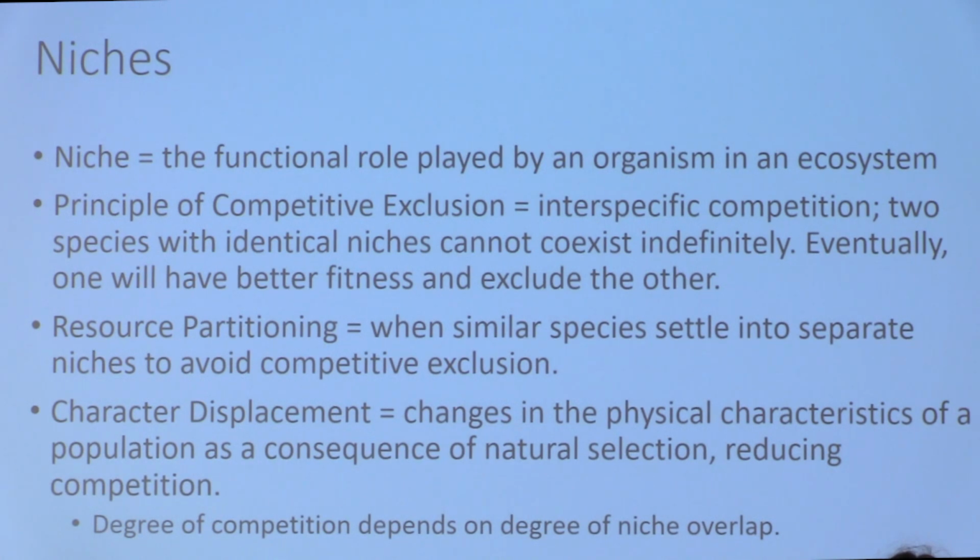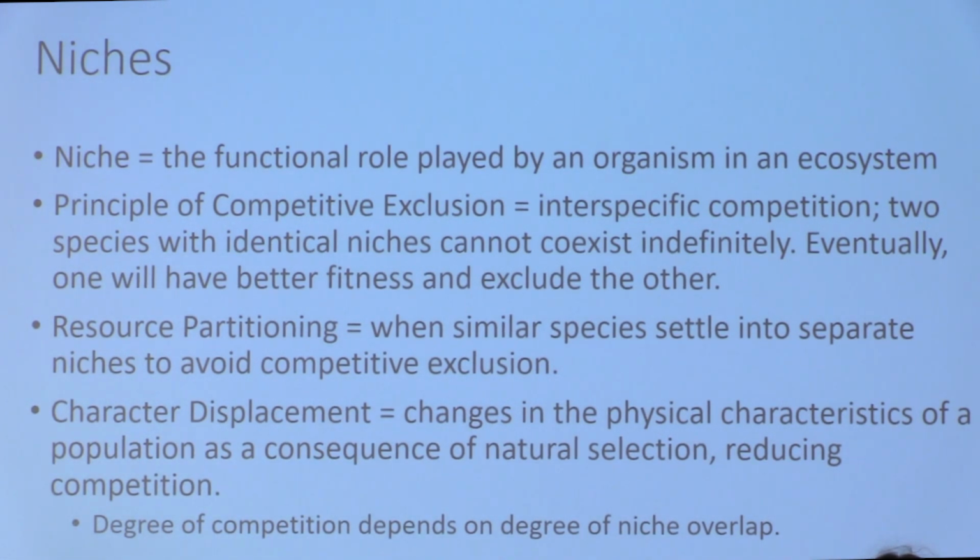So when similar species settle into separate niches to avoid competitive exclusion, that's how they kind of diverge and continue to coexist within the same space because they're not in direct competition. And character displacement is how resource partitioning occurs, which is when the species undergoes physical changes within a population as a consequence of natural selection through evolution. And this reduces competition because they're able to use a different niche in a unique way that no other species in their same ecosystem is exploiting.